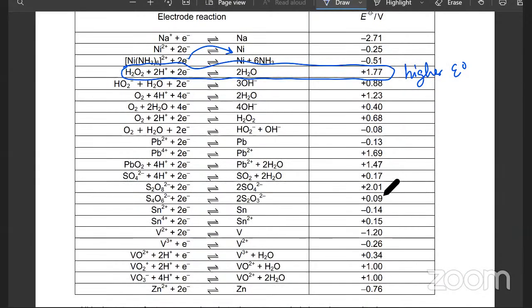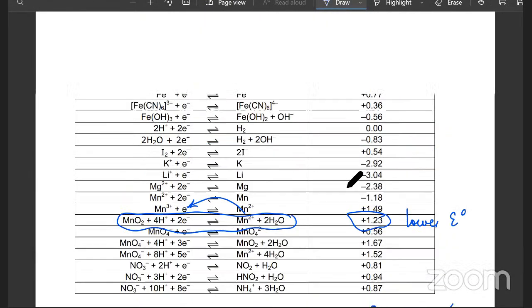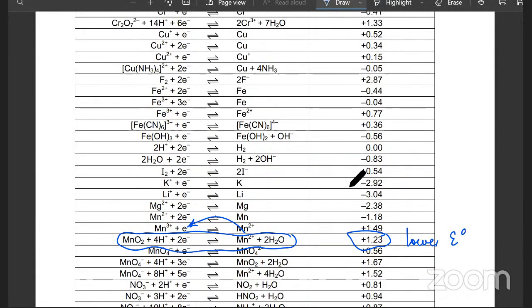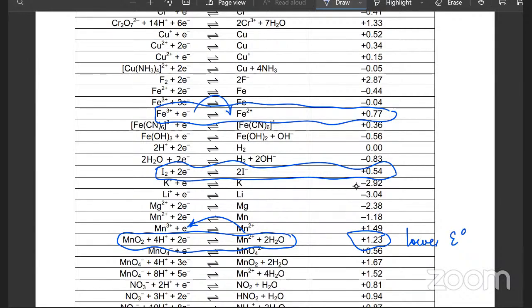For example, they might give you a reaction where they might ask you about this reaction reacting with, let's say, iodine. So you would realize that higher potential gains electrons, and the lower potential loses electrons. So you got reaction number one, which is the reduction reaction. Higher potential gains electrons, and you will have an oxidation reaction. You'll just add the two equations up, and that's going to be your final equation.